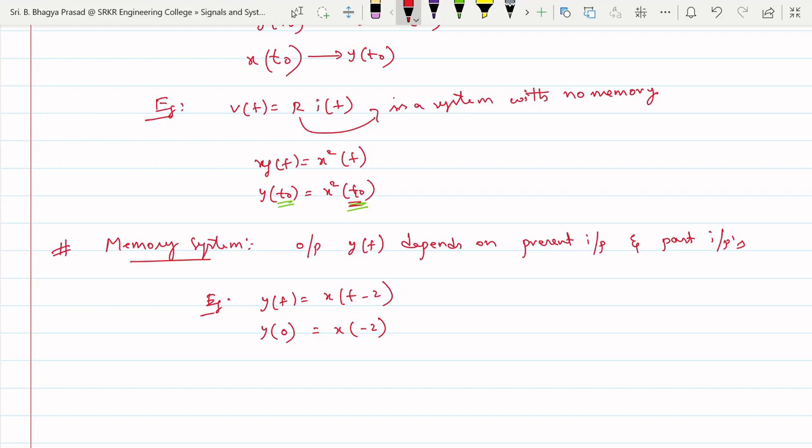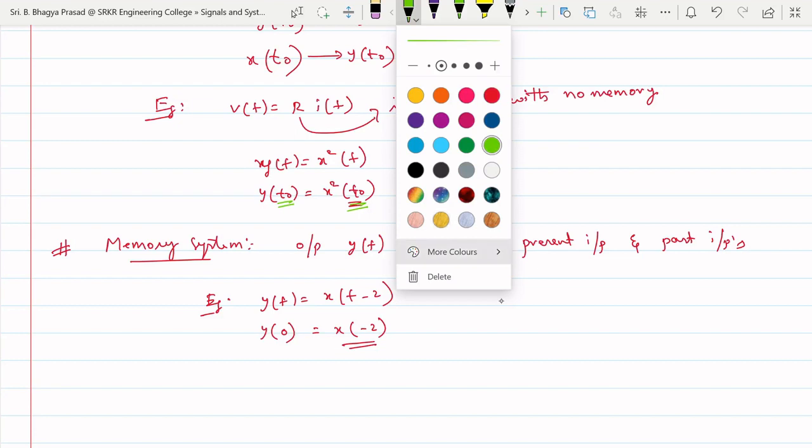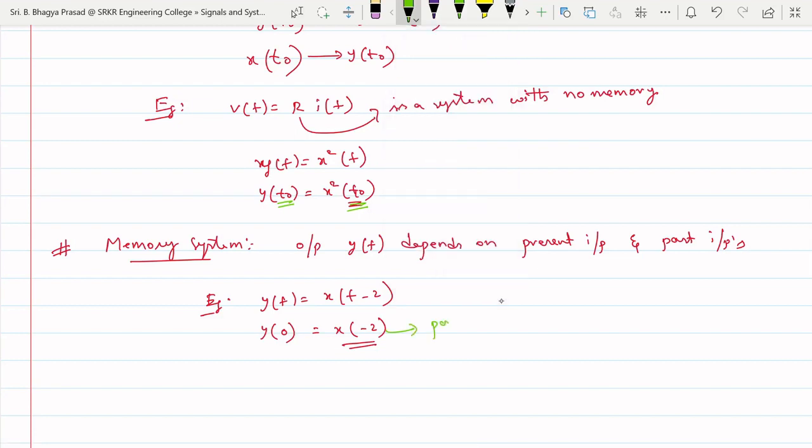So y of 0 is dependent on the past input. The output at time 0 at the current instant depends upon the input at minus 2, that is, the past input. So this is a memory system. The past input was considered for the calculation of output y of 0.